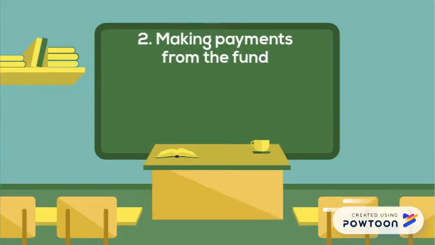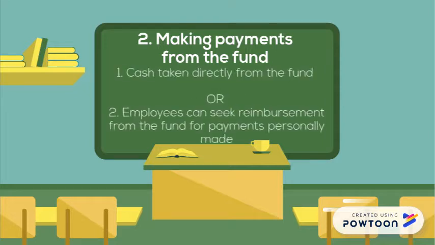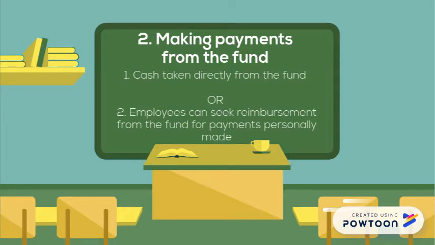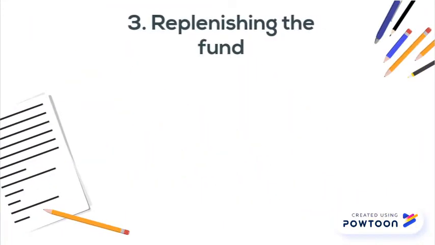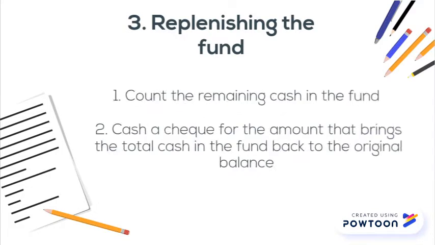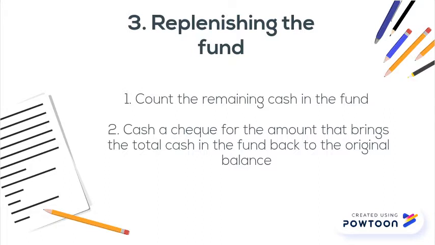Payments from the petty cash fund can be made in one of two ways: either directly taking cash from the fund, or employees can seek reimbursement from the fund for payments they have personally made. No journal entry is required in this process. As the cash in the fund decreases, the fund must be replenished. To do so, the remaining cash in the fund is counted, and the company cashes a check for the amount that brings the total cash in the fund back to the original balance.